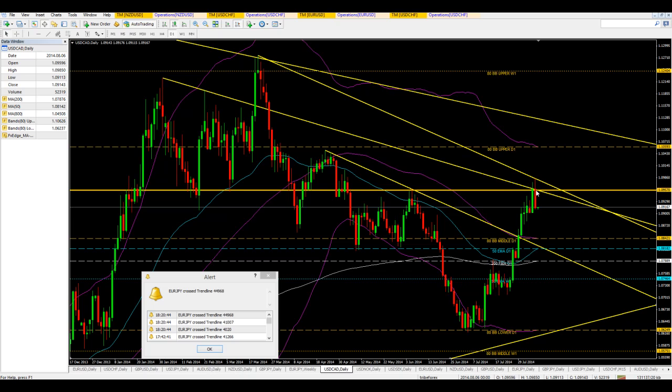All right, that same area of support and resistance. If price gets back up there, we're going to look for a sell at 1.0957. And with that, guys, those are all of our calls.